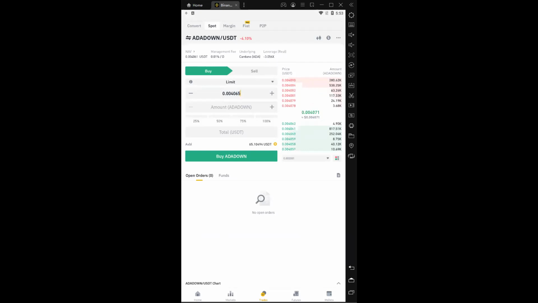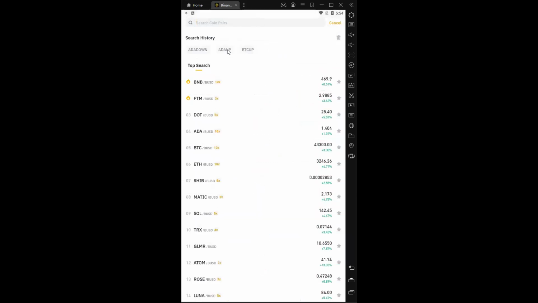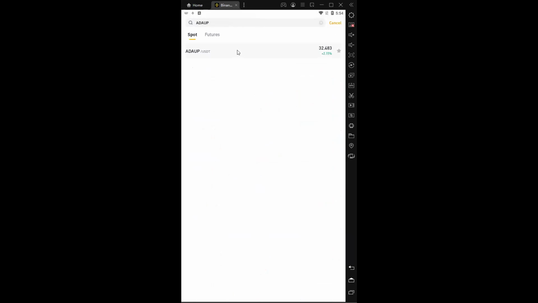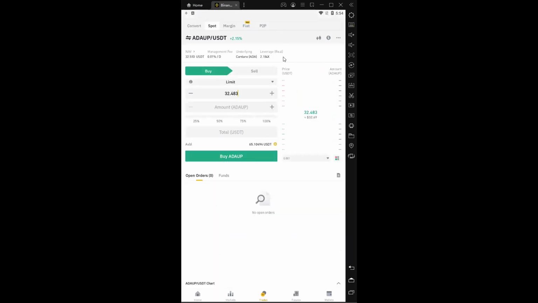If I select the other up and select buy, I'll see the leverage too. This one is 2.18 times of the actual leverage. So if the actual coin goes 5%, this one will be 10%. They've stated the leverage here.